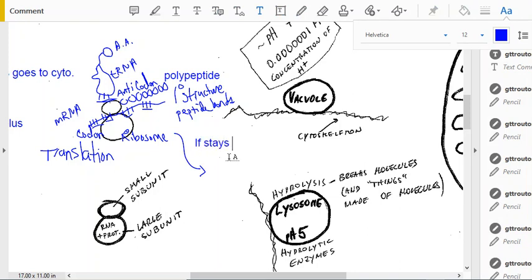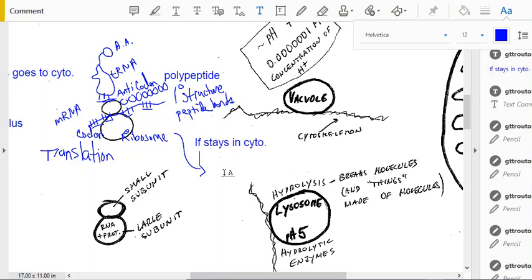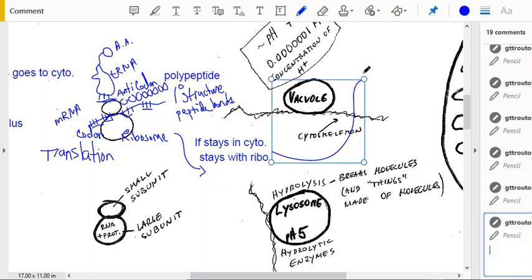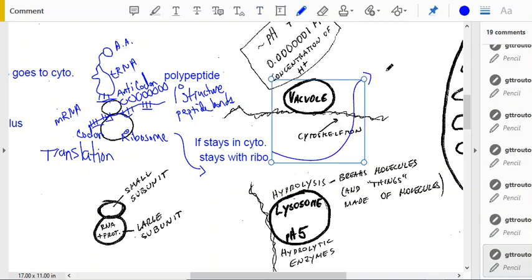Let's say that if this polypeptide is needed by the cell and it stays in the cytoplasm, it stays with its ribosome. So I'll say stays with ribosome. And it's going to go to a chaperonin. And just for lack of space, I'm going to put this over here. This is kind of cluttered at this point. I do apologize. That's what I have for you right now.